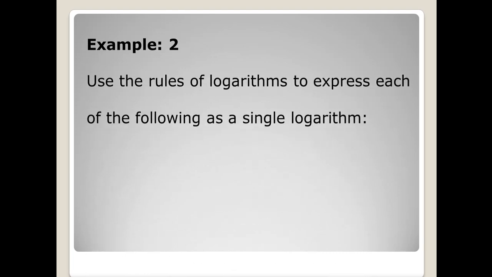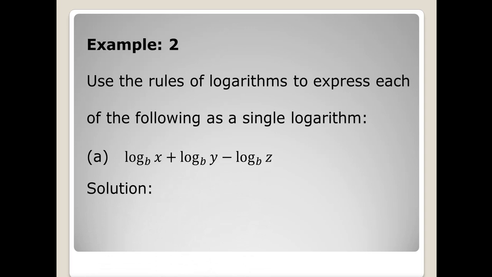Let's see example number 2. Use the rules of logarithms to express each of the following as a single logarithm. Here we are using logarithm for symbols, for unknowns, not for numbers. So log x to base b plus log y to base b minus log z to base b. Here we have three logs, log of x, log of y, and log of z. We need to combine these three logs in one log. How to do that? We are going to apply the previous rules of logarithms. Let's see how.